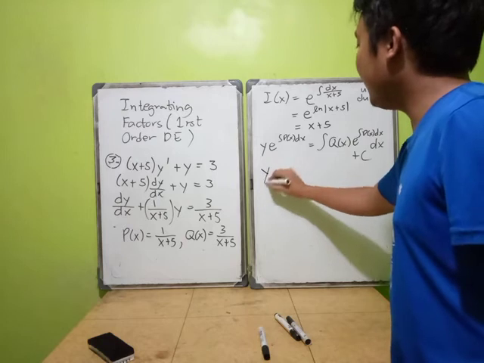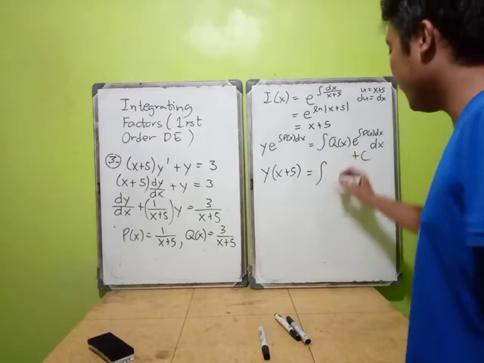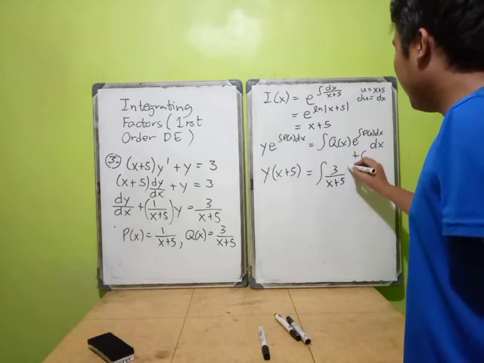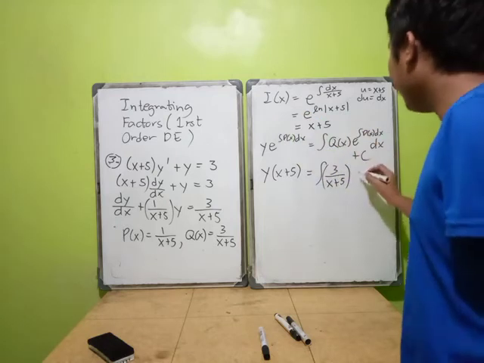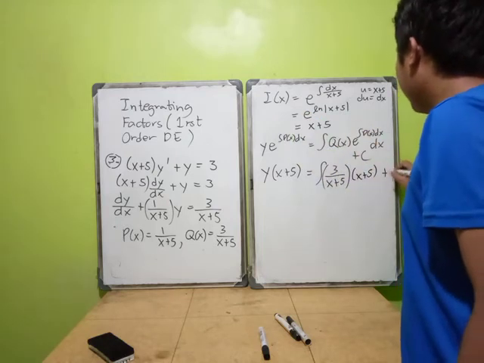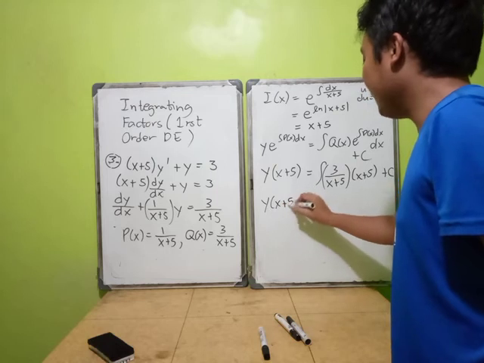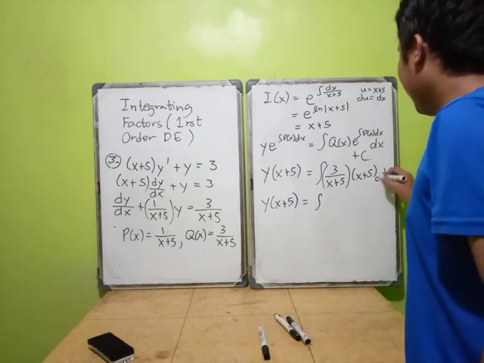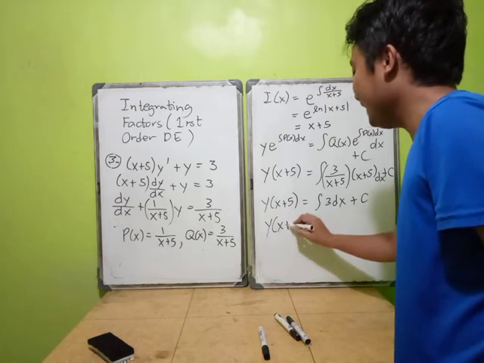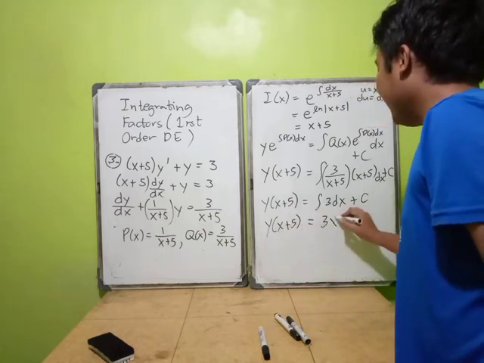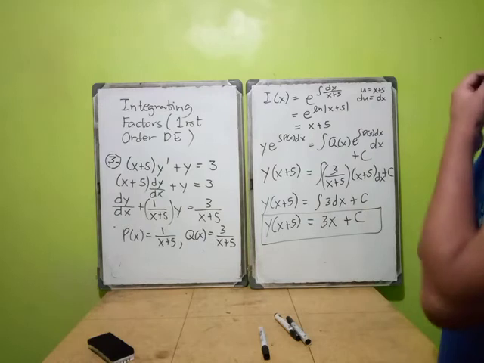So therefore, you multiply y by x plus 5. And then, is equivalent to the qx. Ang qx natin is 3 over x plus 5. Then, yung e to the power of px dx natin, which is ix, is x plus 5. Okay? Plus c. So, therefore, y times x plus 5 is equivalent to, okay? O, may dx dapat to. So, 3 dx plus c. So, therefore, yung sagot natin is y multiplied by x plus 5 equals to 3x plus c. Yan yung sagot natin. Okay?